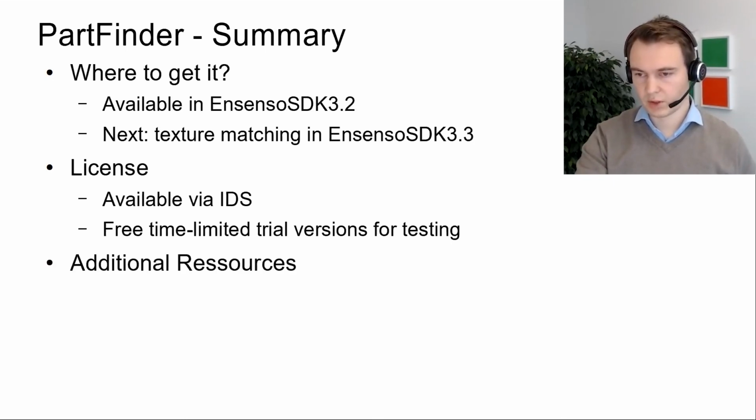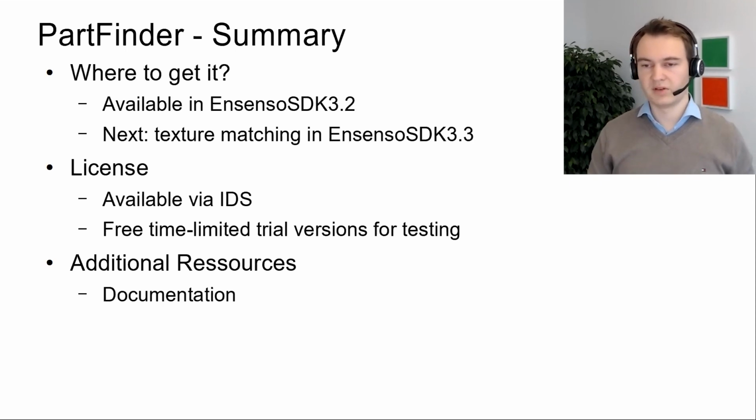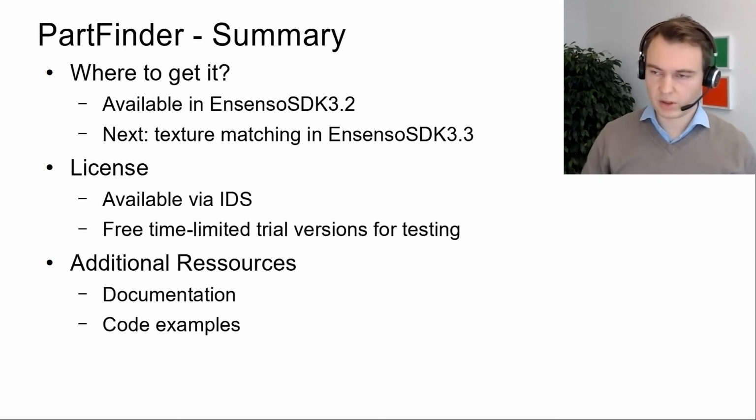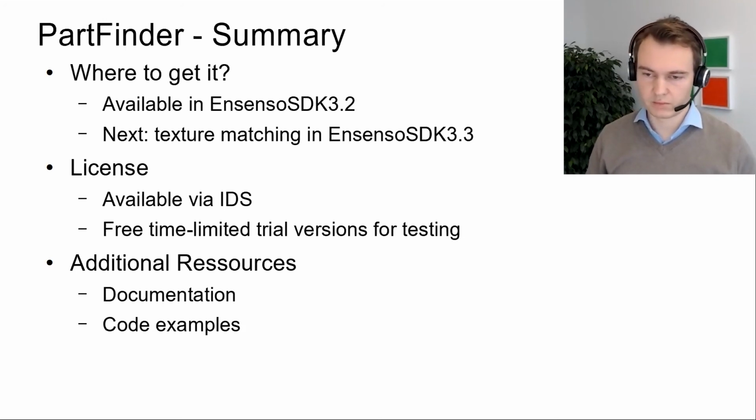And of course, what additional resources do we have? There's currently the online documentation of the API functions that you can use to trigger all the PartFinder functions. It basically separates into 2 major functions, one for generating the model and one for searching the model. And especially in the upcoming SDK 3.3, there will be a lot more coding examples and so on in order to get started integrating the function into your own applications.